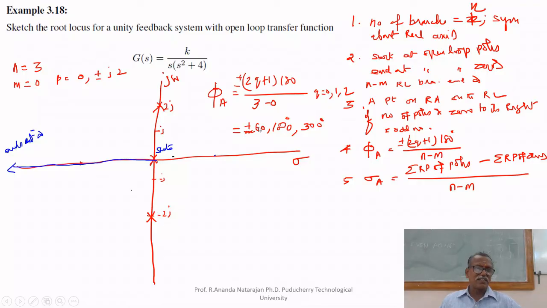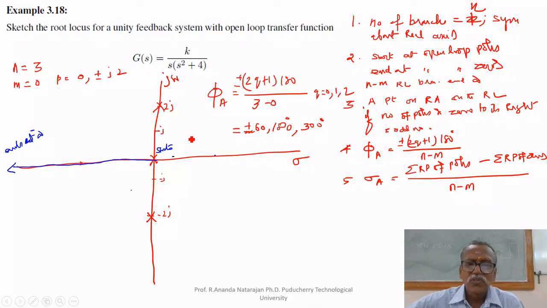Therefore, even if you consider all negative, you will get minus 60, minus 180, minus 300. Both are the same, because 60 degrees is minus 300. So minus 300 equal to plus 60. Therefore, you can take either plus or minus. Okay, so we got the angles of the asymptotes.